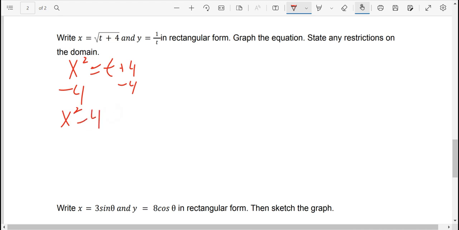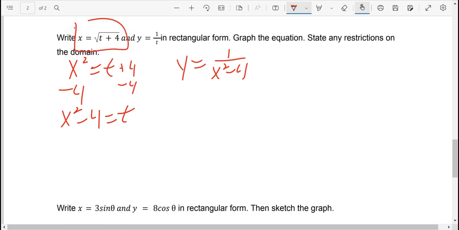Get x squared minus 4 equals t. And that's going to get me a rectangular form of y equals 1 over, and I substitute in for t, x squared minus 4. Now it says state any restrictions. So I'm looking here.